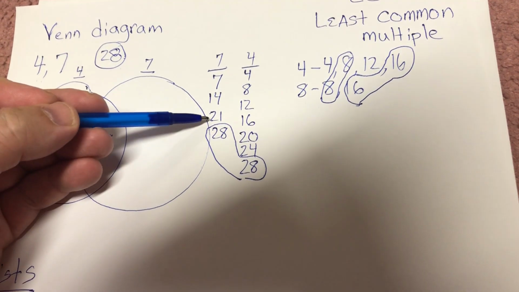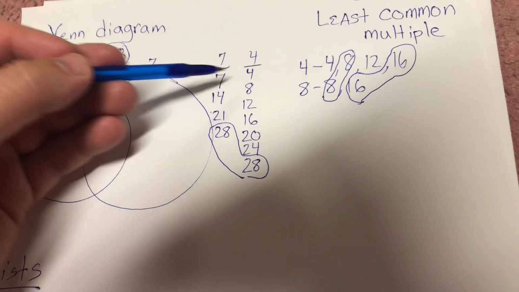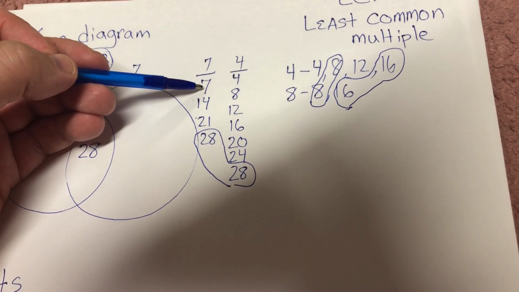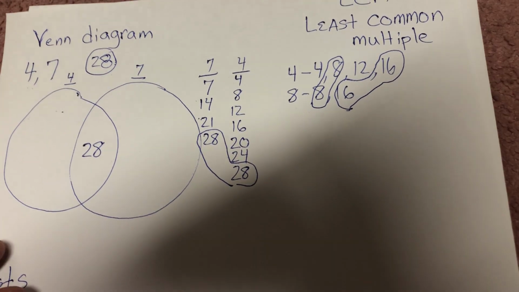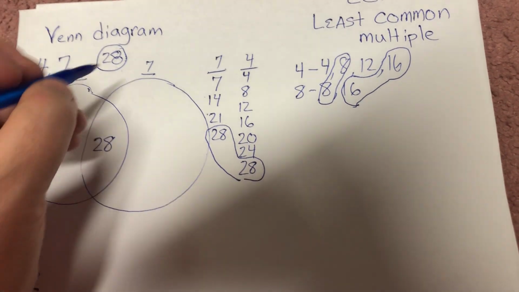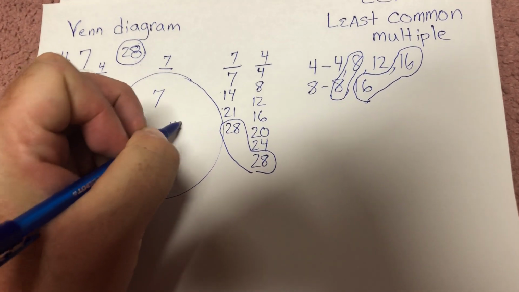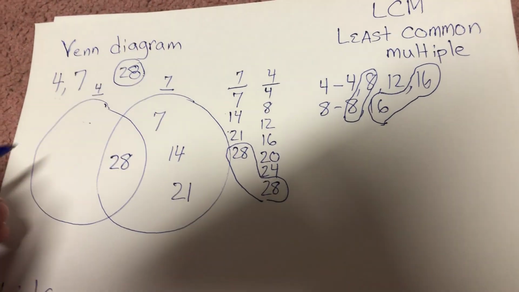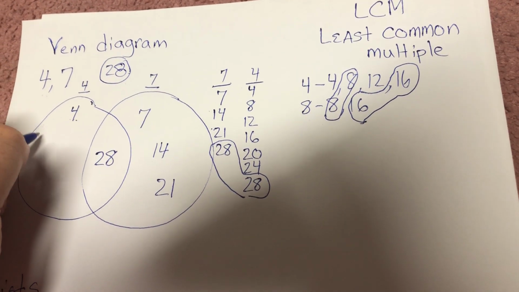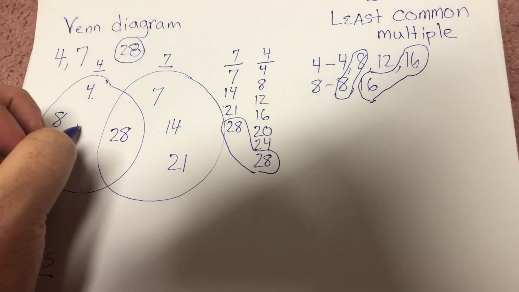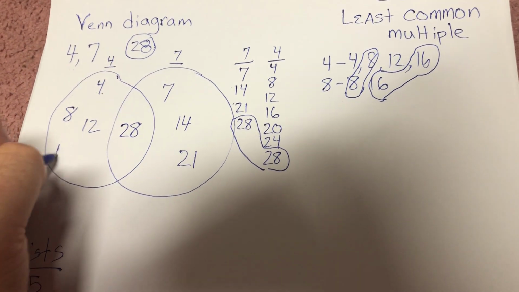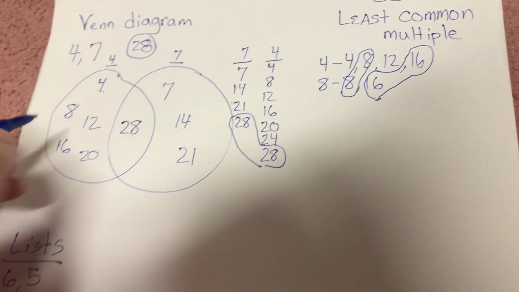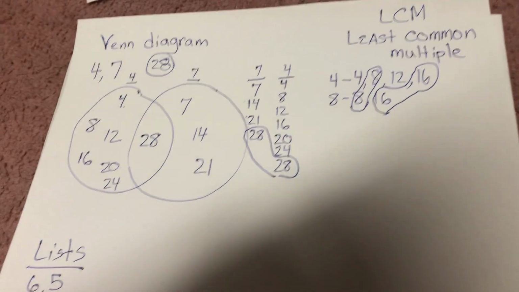So I'm going to go down this list. 21, no 21 there. 14, there's no 14 in my multiples of 4. 7, there's no 7 in my multiples of 4. So for 7, I need to include 7, 14, and 21. And then for 4, I'm going to need to include 4, 8, 12, 16, 20, and last but not least, 24.